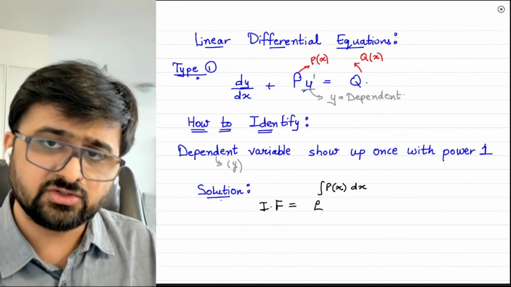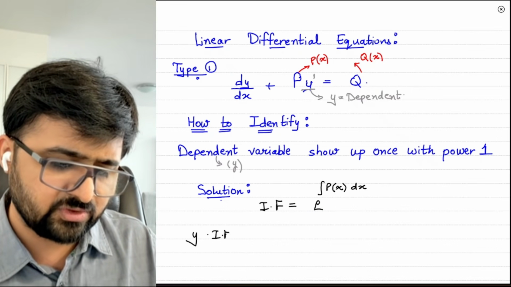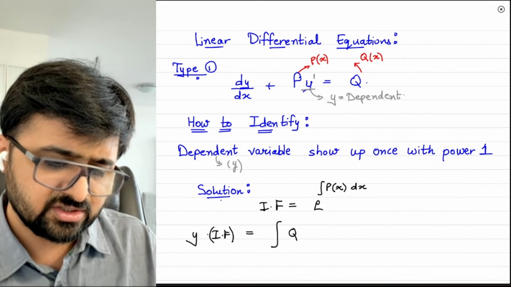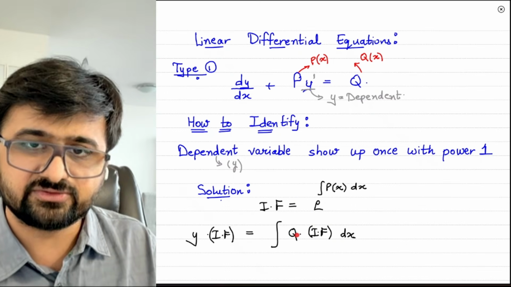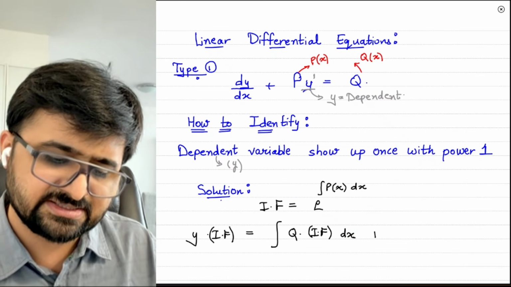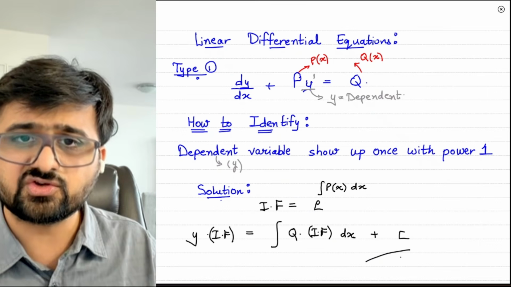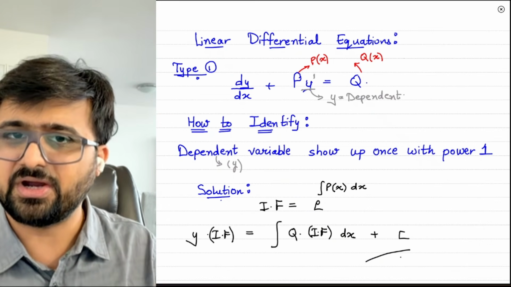And then the solution, you write it as y into integrating factor, y times IF, is equal to the integration of Q into integrating factor with respect to x. Because remember, Q is a function of x, and even the integrating factor is a function of x. So we integrate with respect to x and add a constant of integration c. That's the solution of this differential equation dy/dx + Py = Q. I hope this makes sense.